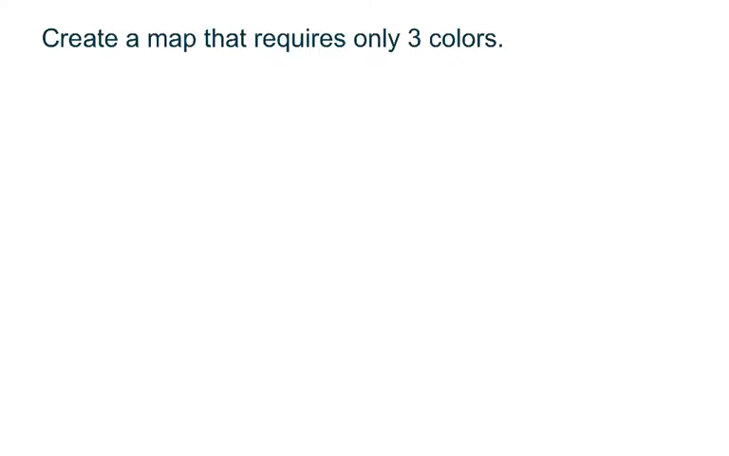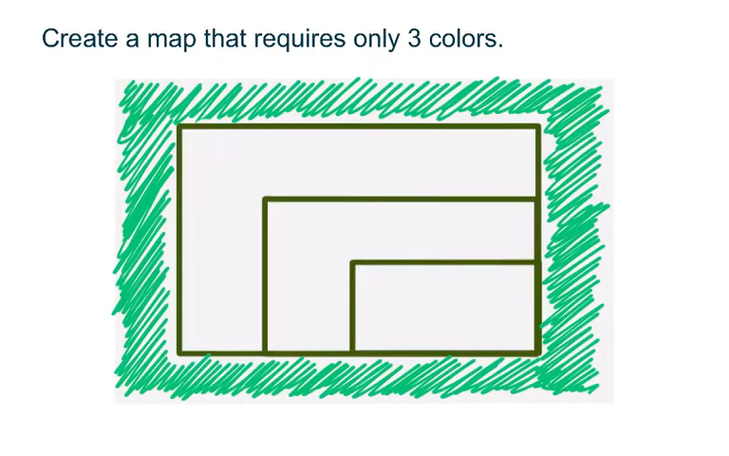So we want to create a map that requires only 3 colors. There's several different ways to do this. I encourage you to create your own as we go along through this video. But I've created one. There's going to be something different. So try to figure out a different combination of shapes inside of one contiguous region. So this was the one that I provided.